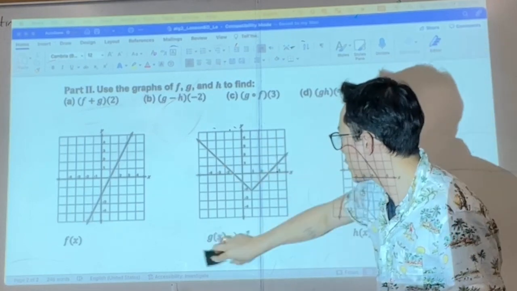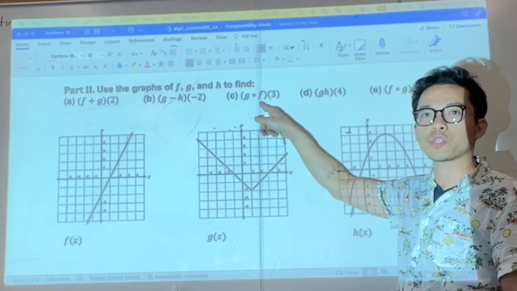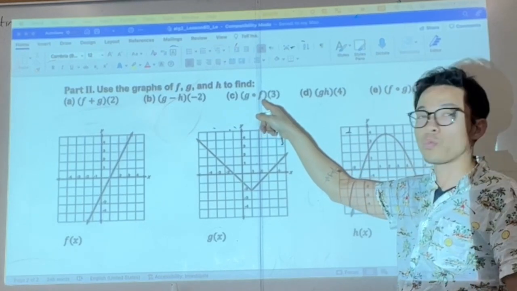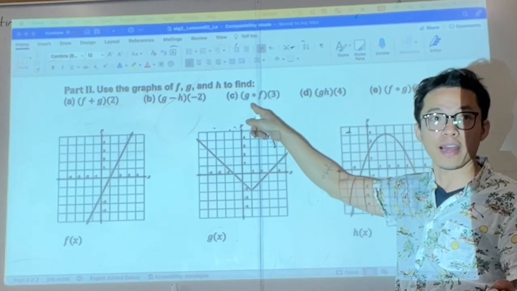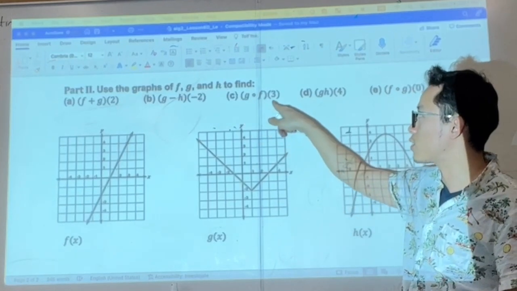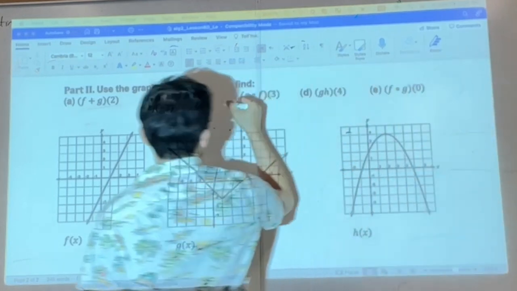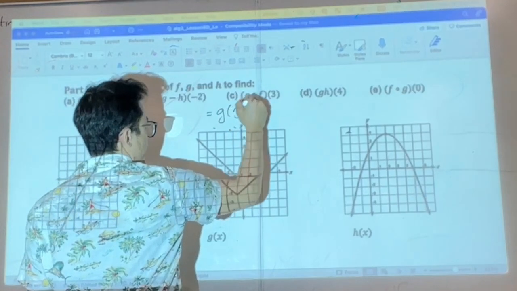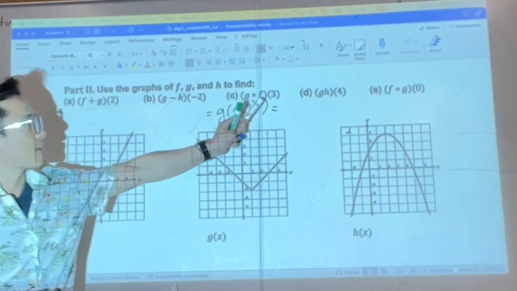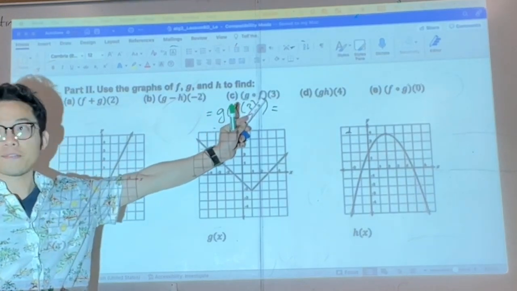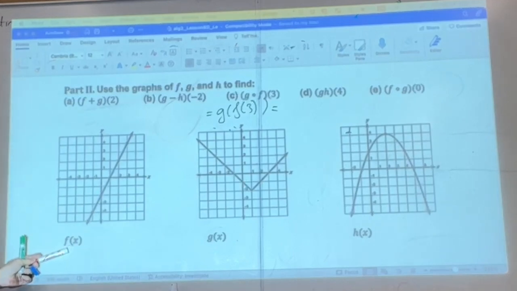Let's do the composition here. Which one you gonna plug into which one? F to G, right? The closest to 3 is F. You're gonna plug in F to G. So I'm gonna find F first. What is F of 3? F is here.